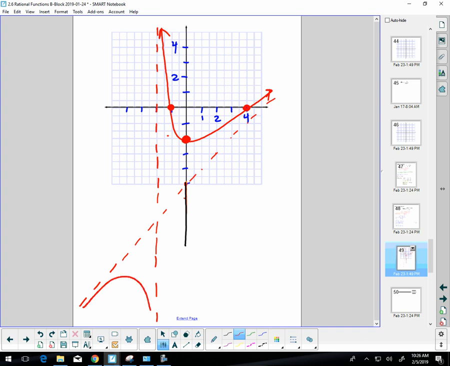And I did not choose a great scale for my axes because I did not get my asymptotes in there very well. And you should be able to confirm this by graphing using a graphing utility on your calculator or Desmos or something like that. All right, so here's an example of graphing a rational function that had a slant asymptote.